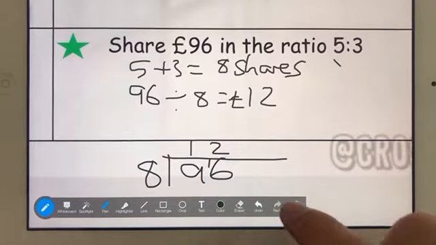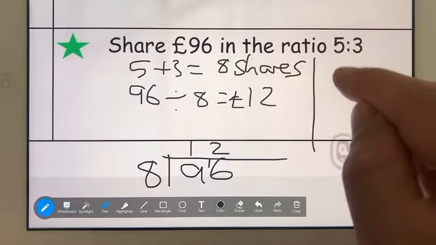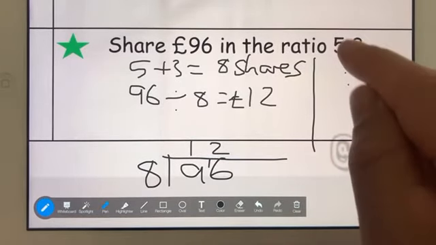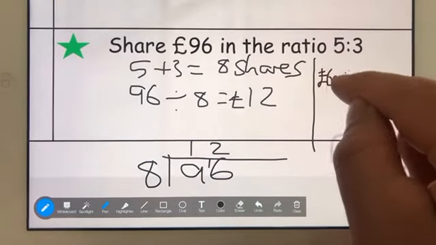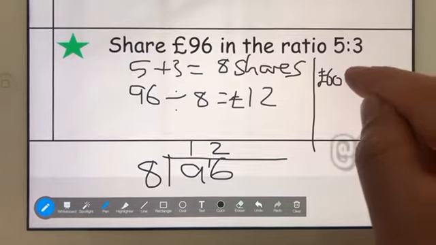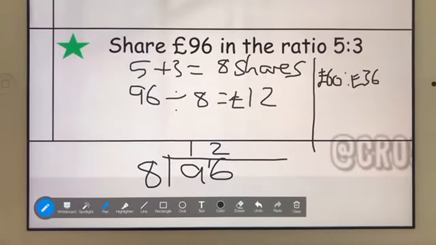Now, one person gets 5, the other person gets 3. The person that gets 5 lots of 12, so they get 60. The person that gets 3 lots of 12 is going to have whatever's left, or 3 lots of 12 is 36. So one person gets £60, the other person gets £36. Okay, ratios are easy, it's always the same thing. Okay, worth learning, very easy topic. That's worth 3 points.